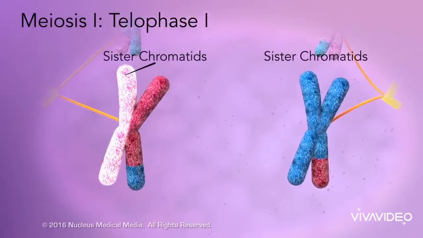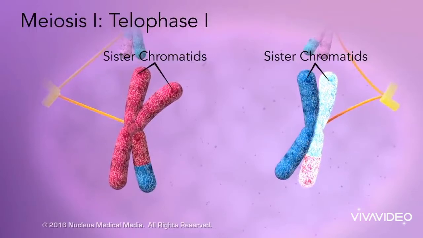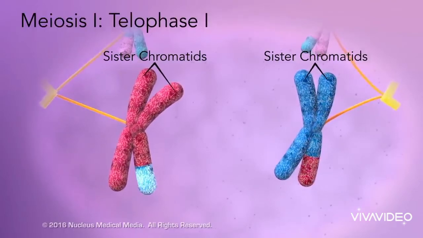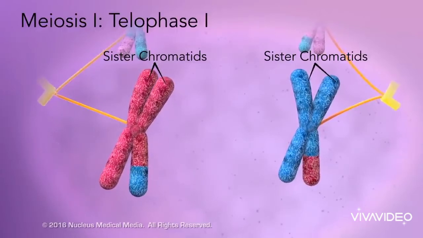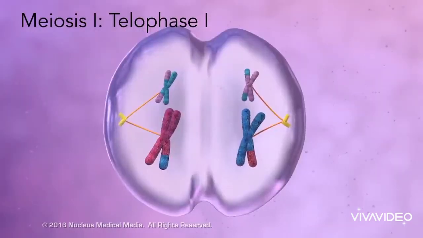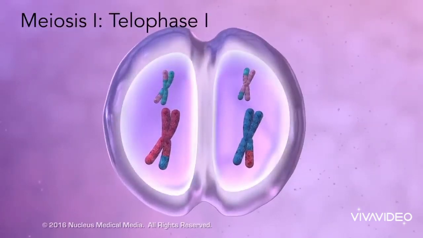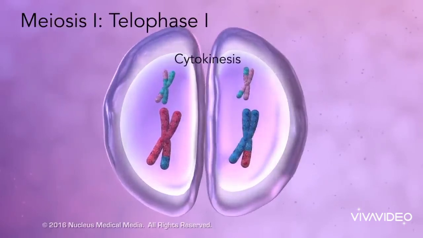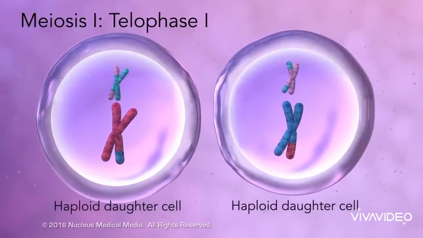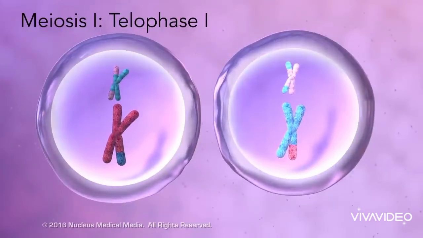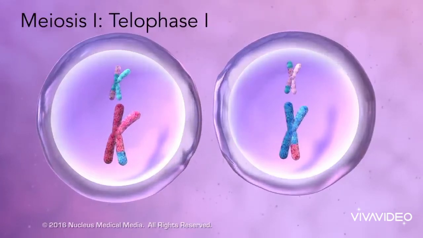However, each chromosome still consists of sister chromatids. Keep in mind that each chromosome's sister chromatids are no longer identical because of the allele exchange that happened during crossover. Then, spindle fibers disappear and the nuclear membrane reforms around the chromosomes. Finally, cytokinesis occurs. Meiosis I ends with two genetically different haploid daughter cells. Each haploid cell contains only one set of chromosomes consisting of paired sister chromatids.